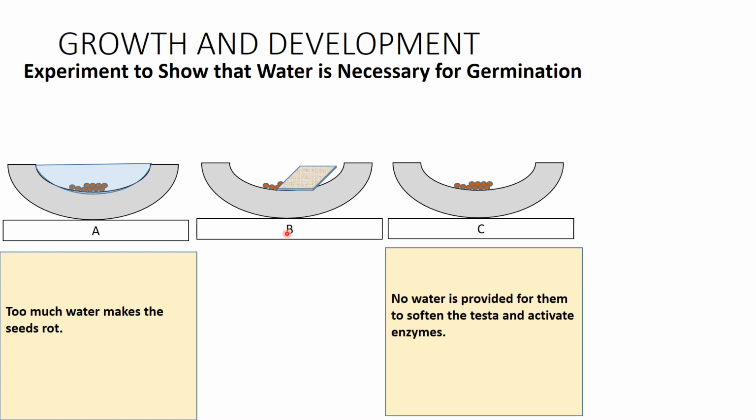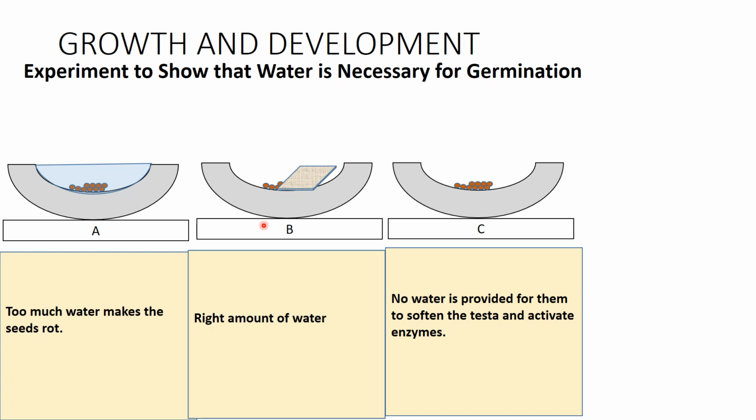But if there's no water, the testa will be hard for the plumule and the radicle to break free. Okay, so here now where there is a good amount of water, we're going to experience germination. So water is necessary for germination. Why? Because it makes the testa soft and also activates some enzymes.